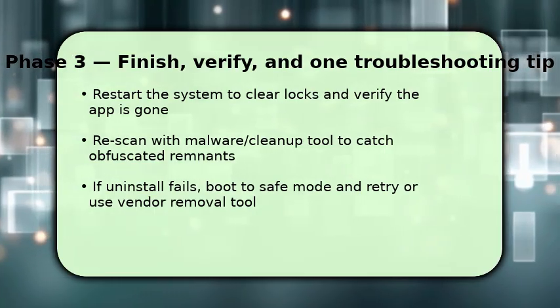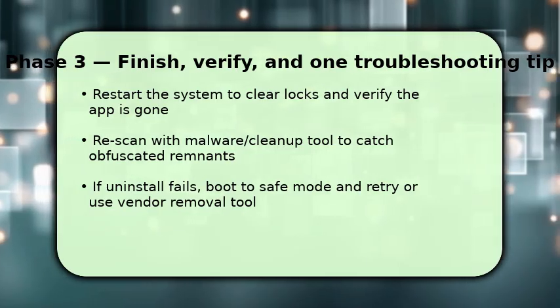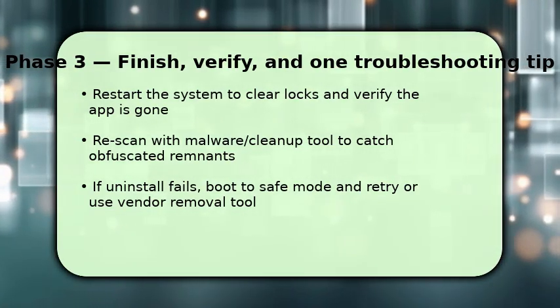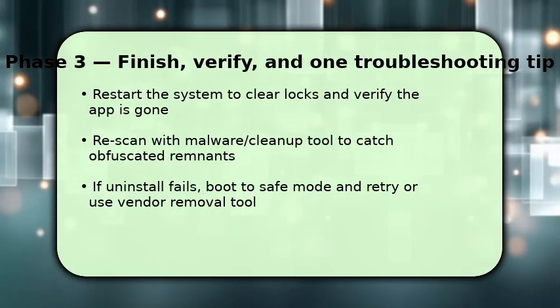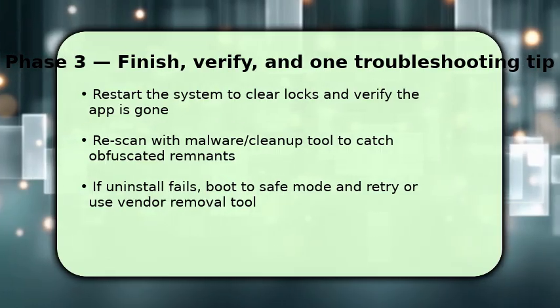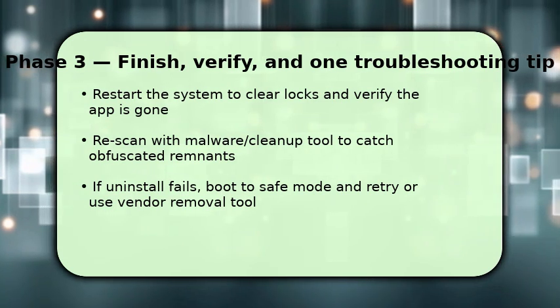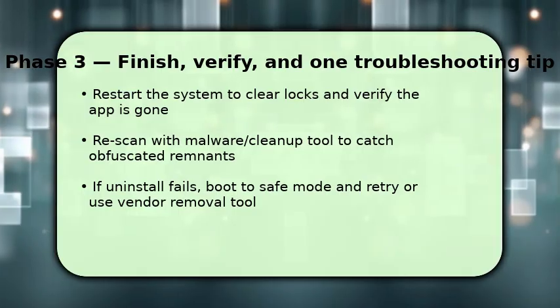Run a cleanup or anti-malware scan to detect disguised remnants or helpers that persist. If standard removal fails, boot to safe mode and repeat deletion steps, or run the vendor's dedicated removal utility if available. If problems persist, check logs for permission errors. Then run the uninstall as administrator or remove locked files with a bootable recovery environment.